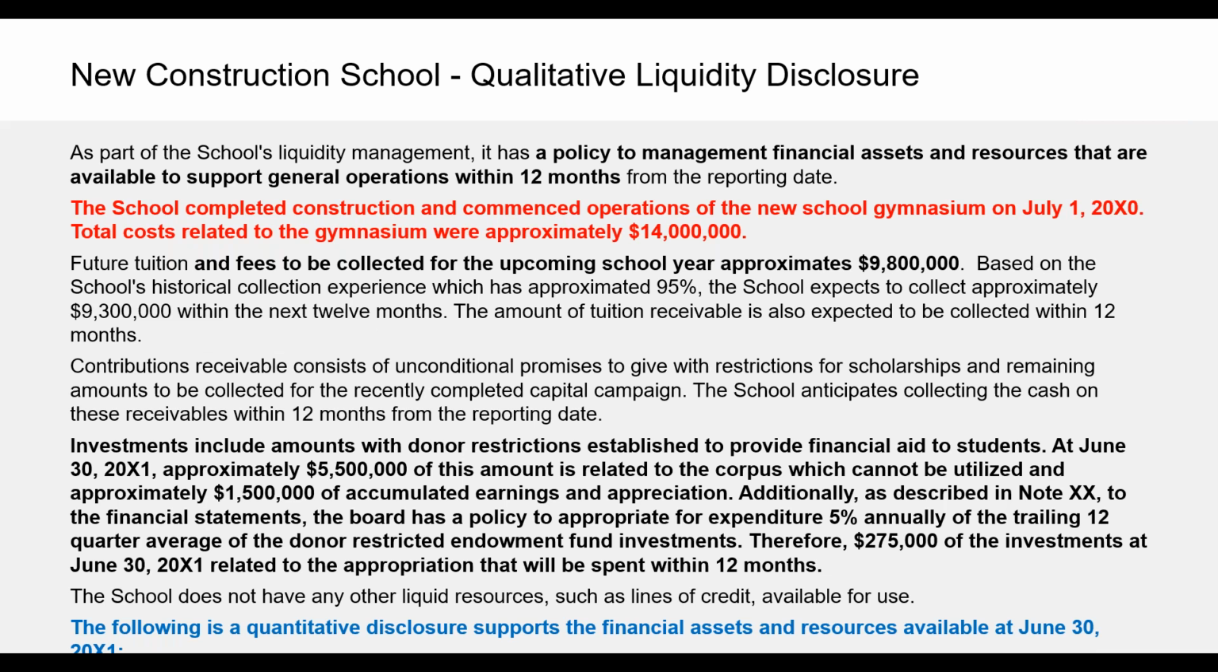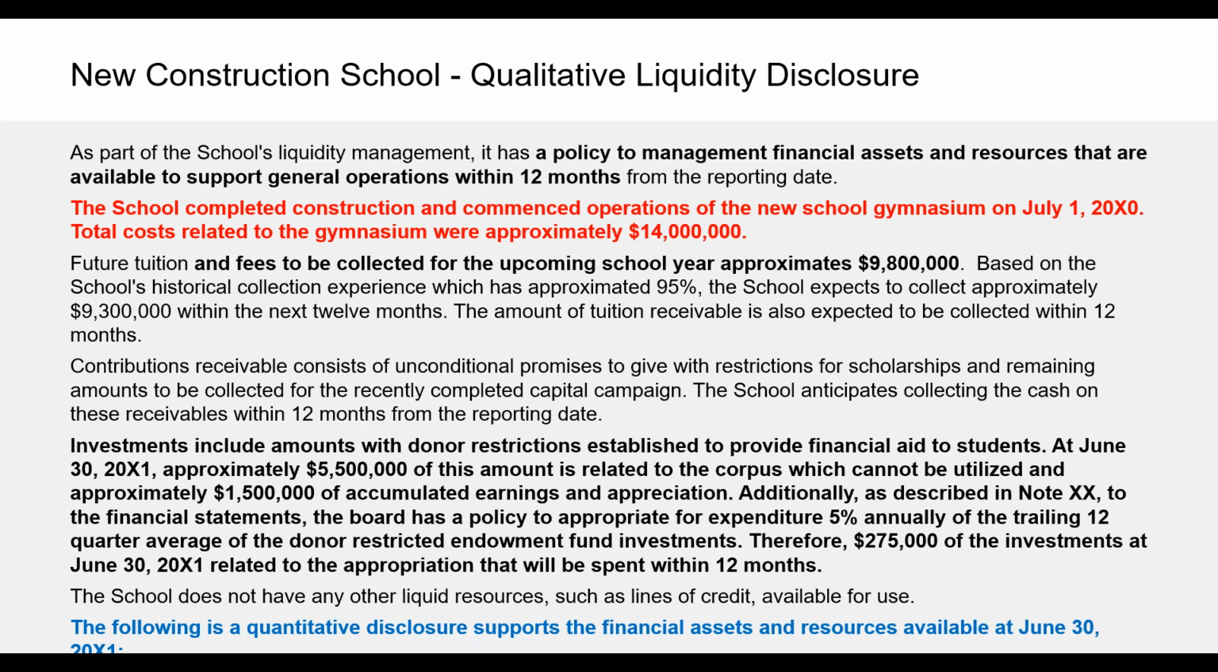So here we're going to keep a lot of the same language about what is our policy, what our investments look like, how we are using that money, but we're also going to include the school completed construction and commenced operation of the new school gymnasium on this date. Total costs related to the gym were approximately this. We're also going to include our future upcoming tuition as we did in the other ones. And then we're going to talk through the investments and what that looks like, particularly as it relates to the construction. Investments include amounts with donor restrictions established to provide financial aid to students.